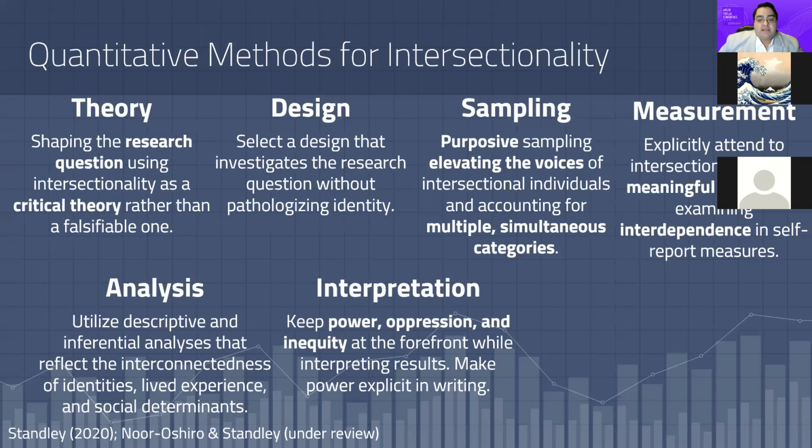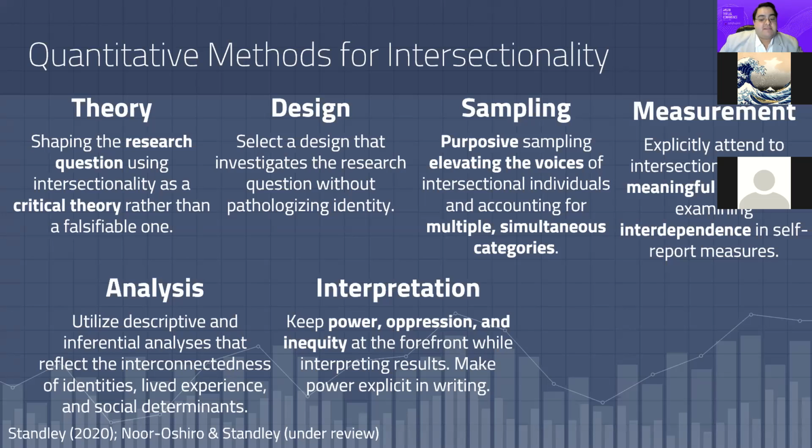And so at the interpretation stage, you want to keep power, oppression, and inequity at the forefront while interpreting your results, and make power explicit in your writing. So one question here is, to what extent do the findings convey the systemic, historical, contextual, cultural, and structural contexts of the population you're working with?